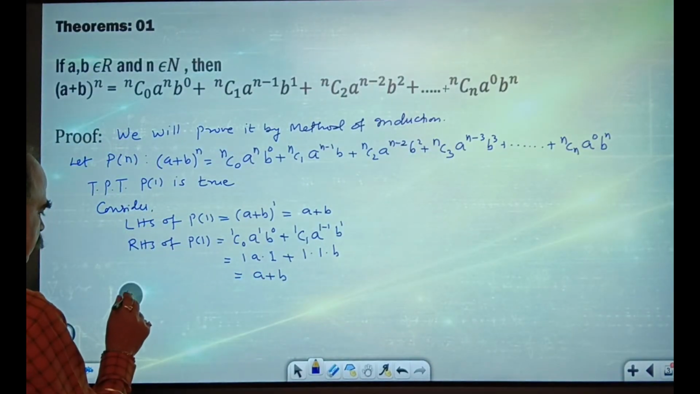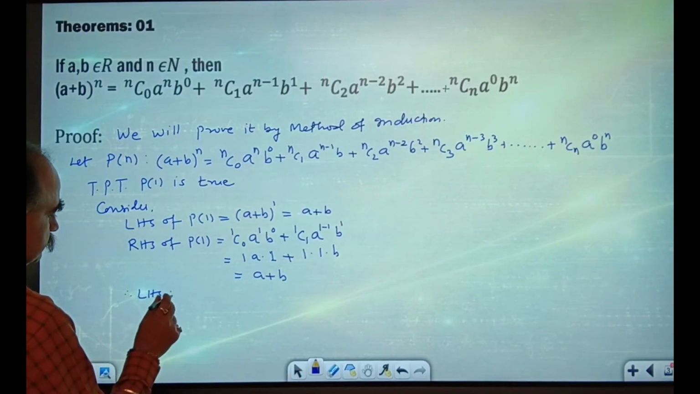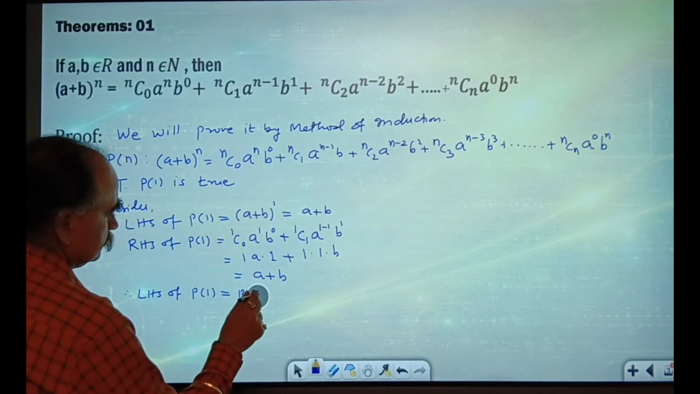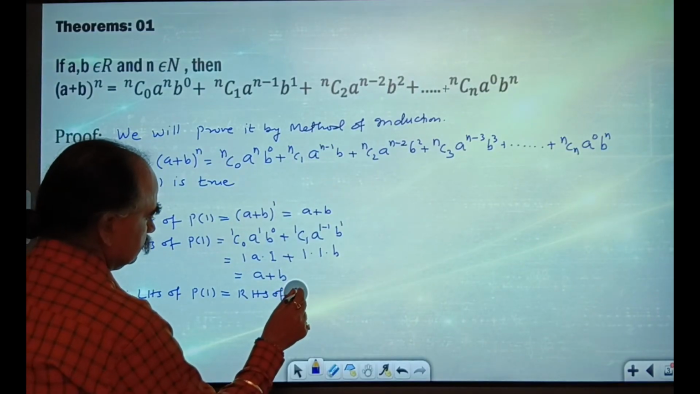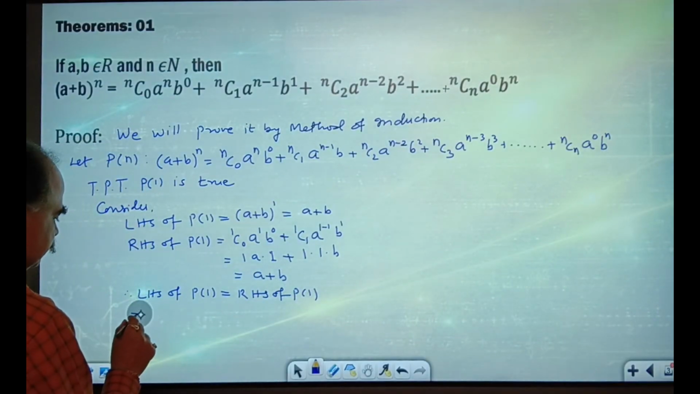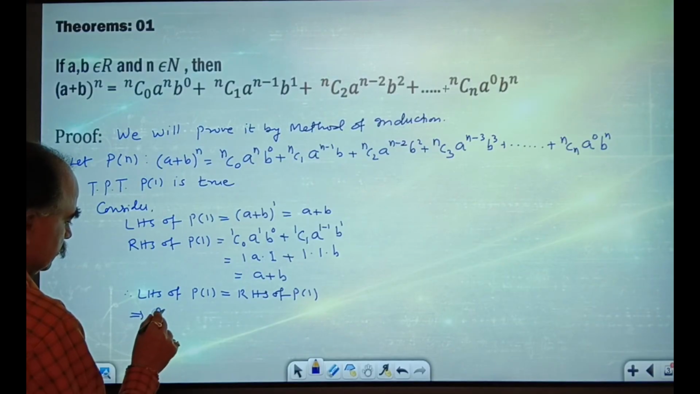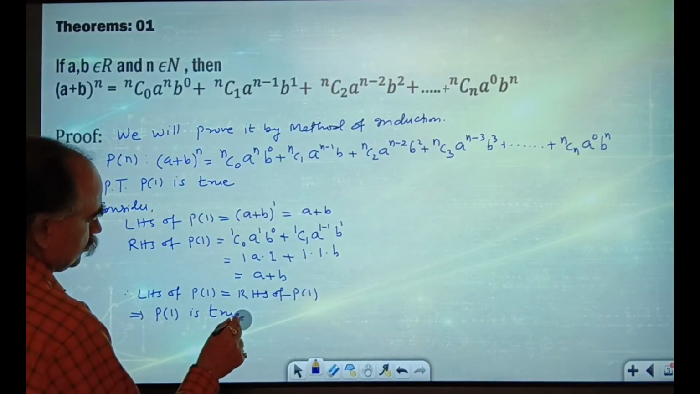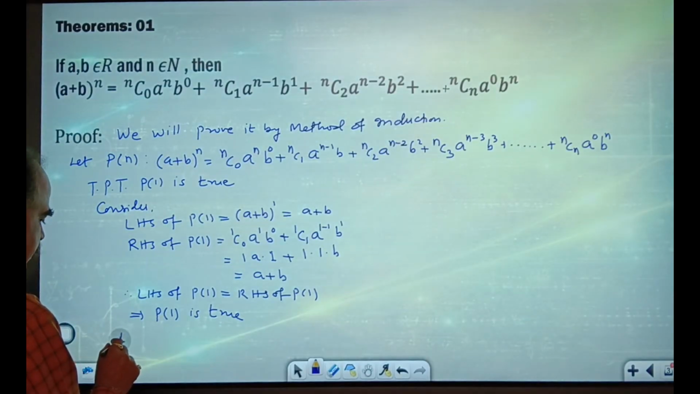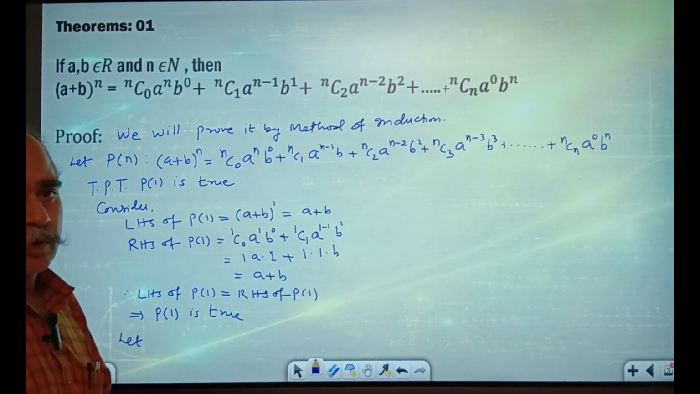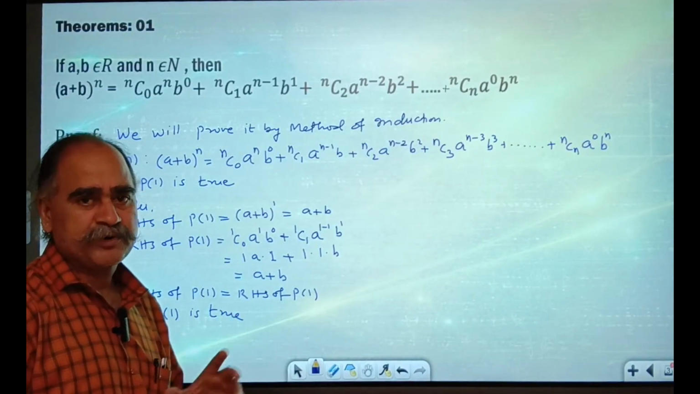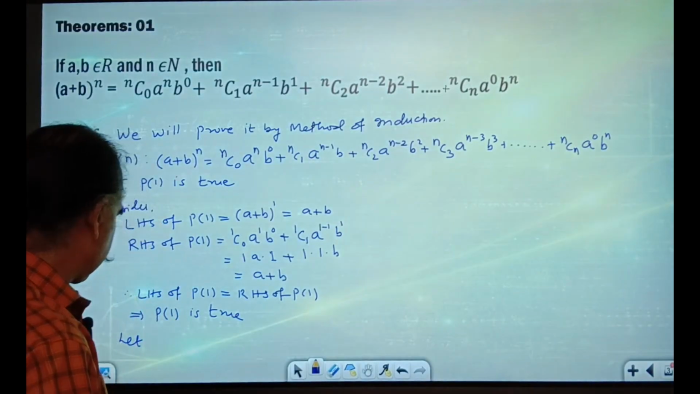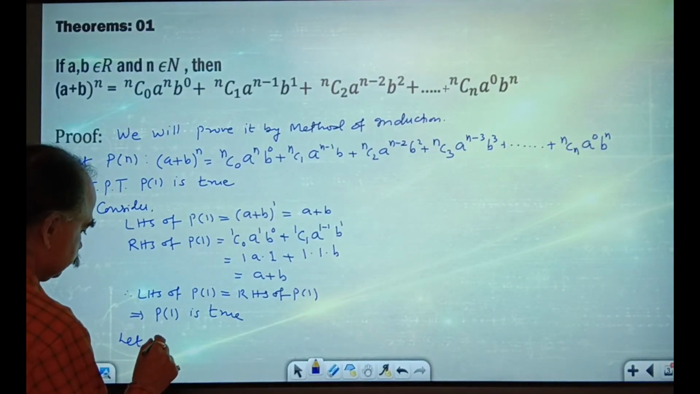Therefore, LHS of P1 is equal to RHS of P1. This implies P1 is true. That is over for statement P1. P1 is true, we had to prove and we have proved. Now we'll go to what? Assuming that Pk is true. Let Pk be true.